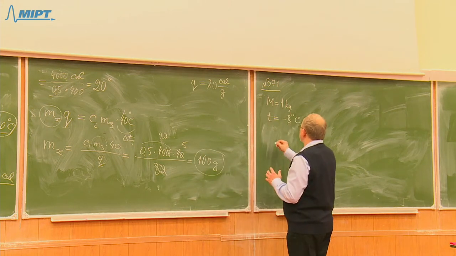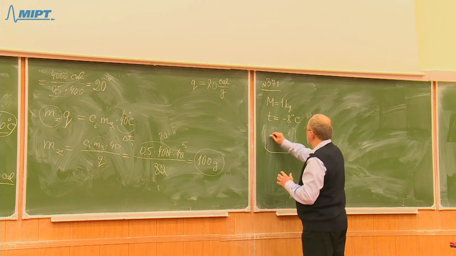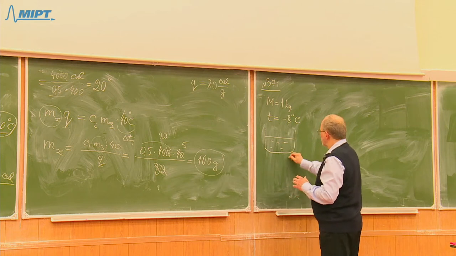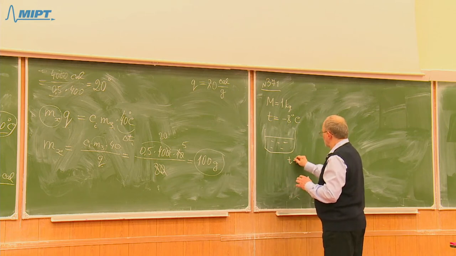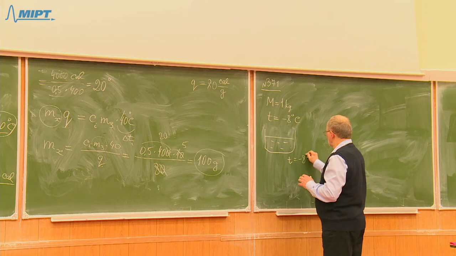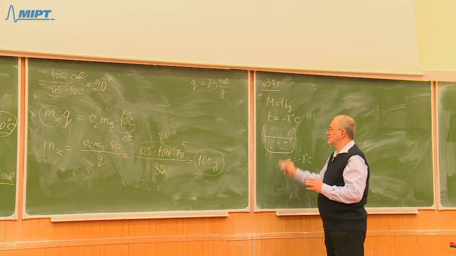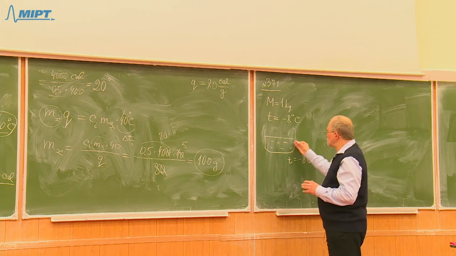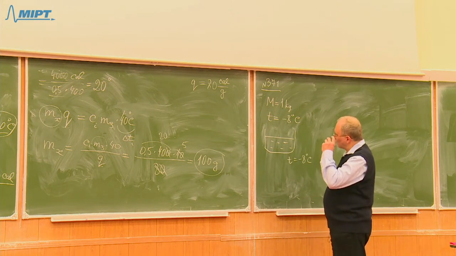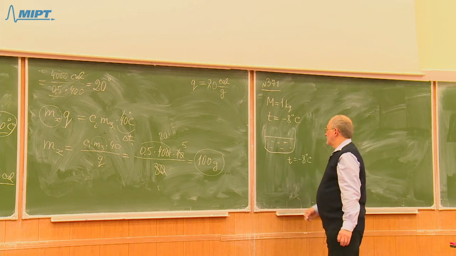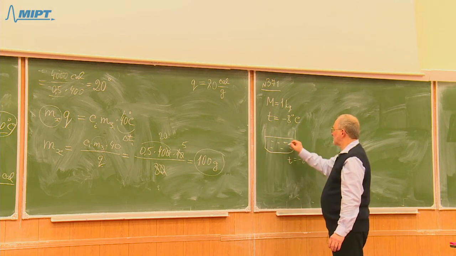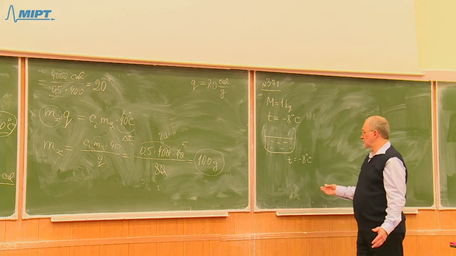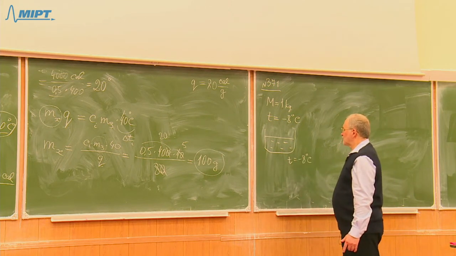So there is a container with water, 1 kilogram of water is here, and the temperature is minus 8 degrees Celsius. So the water is overcooled. It means that it's pure, distilled water without any particles in it, without any centers of crystallization. And therefore no crystallization occurs, no freezing.